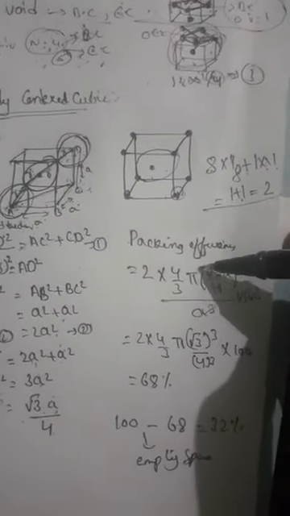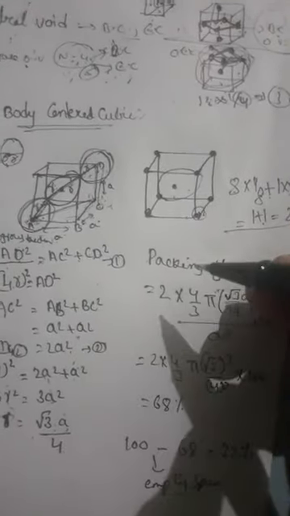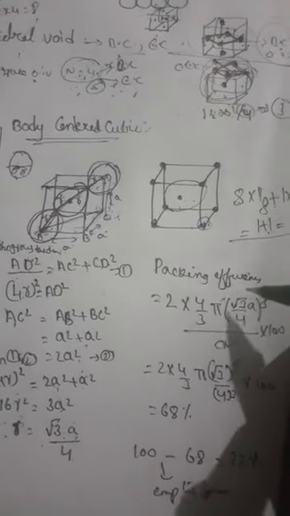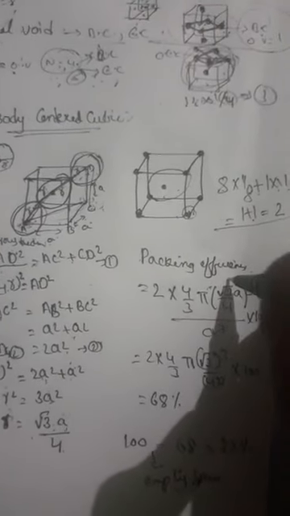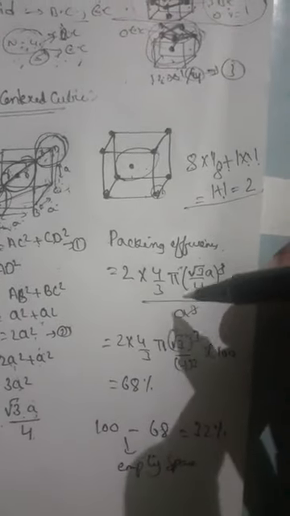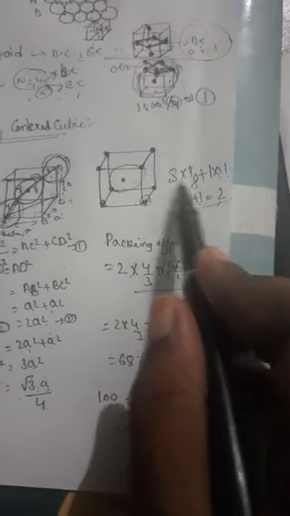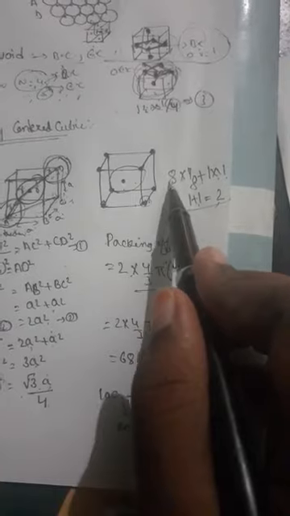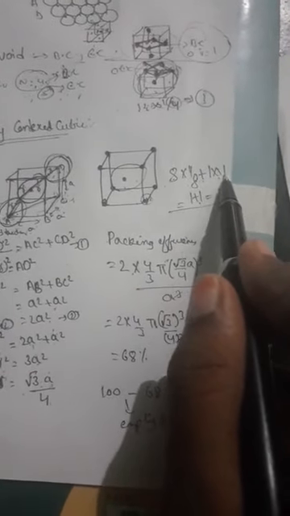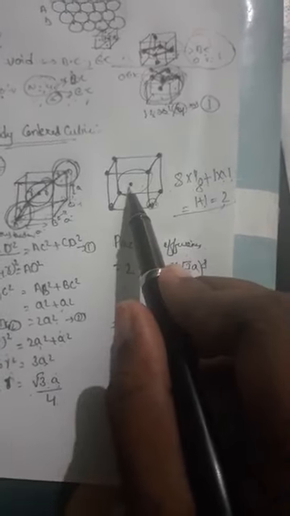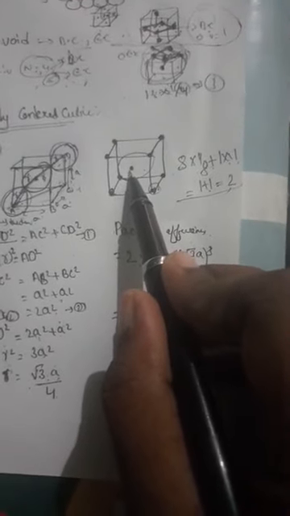Okay. Next, packing efficiency. Calculation of packing efficiency here. So what is the formula of packing efficiency here? Z into volume of the atoms occupied by the space into 100 divided by volume of the unit cell. Now what is the Z we have got here? 2. How have we got the Z value? 8 into 1 by 8, that is corners into per corner, plus 1 into 1. How have we taken 1 here? Here only one atom is present, that's why I have taken 1. So that's why we have got Z value 2.